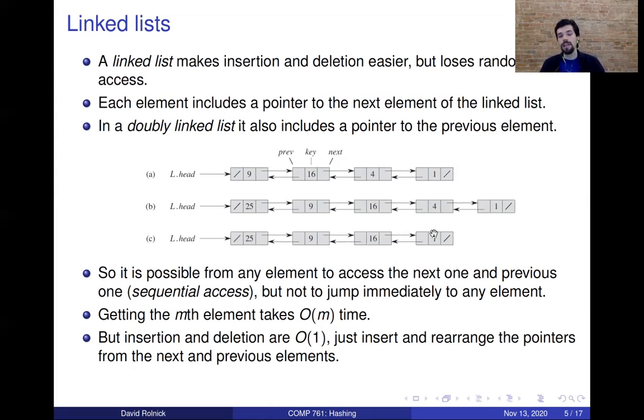So again, linked list is a different trade-off between fast insertion and deletion and random access. You no longer get random access as you did in an array, but you get much faster insertion and deletion arbitrarily. Are there any questions?